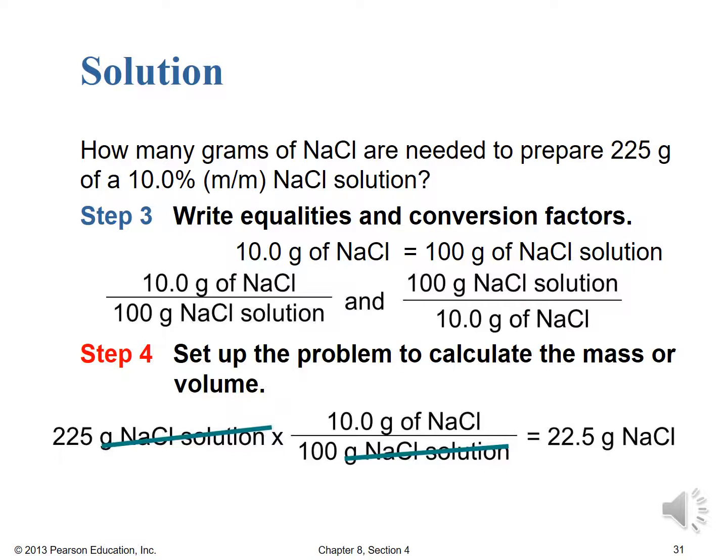Step 4 is going to show us that in this particular case, we want the 10.0 grams of NaCl in the numerator because we need to cancel the unit of grams of NaCl solution. So in step 4, we take that 225 grams of NaCl solution, we multiply by 10.0 grams of NaCl per 100 grams of NaCl solution to cancel out grams of NaCl solution, and we end up with 22.5 grams of NaCl. Be careful that you remember to divide by 100 there. Just cancel the units, don't cancel that number. That's why we end up with obviously less NaCl than of NaCl solution.